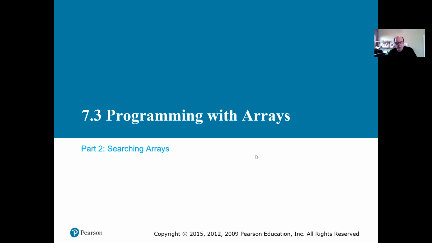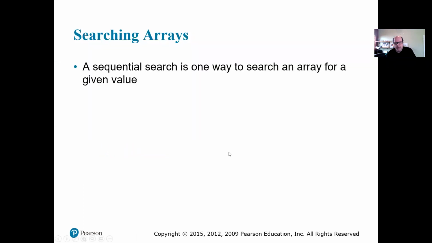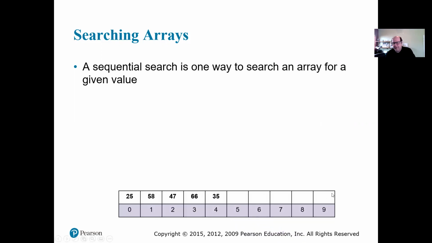So the next section in Savitch, edition 10, 7.3, we continue on 7.3, that's programming with arrays. I am going to another section of this, which is searching the array. So when we have an array, there are times that we need to search something in the array. So we have different ways of searching.